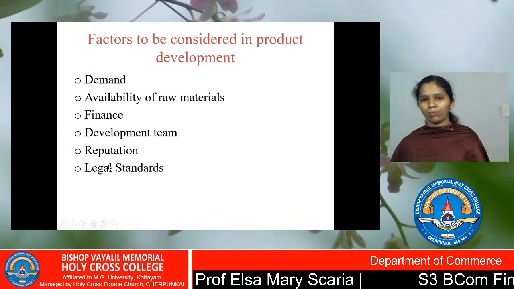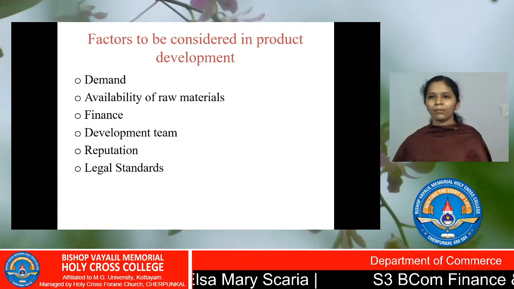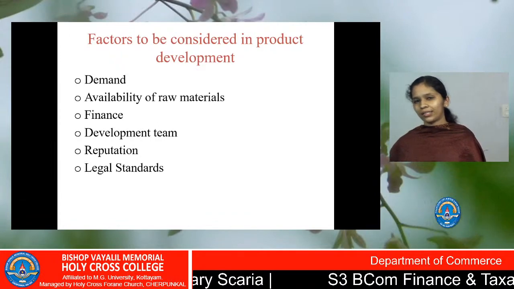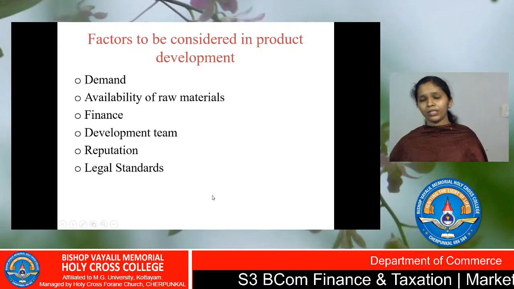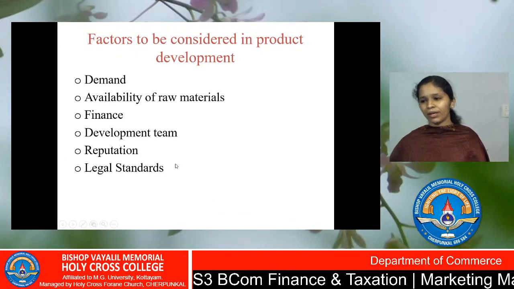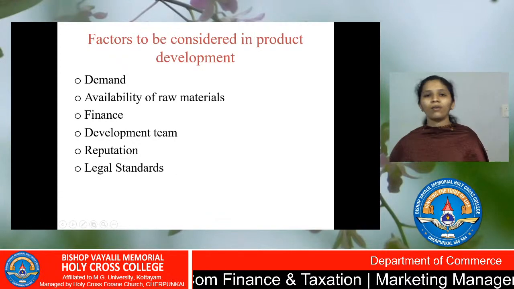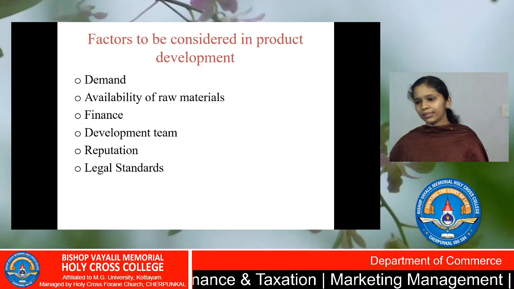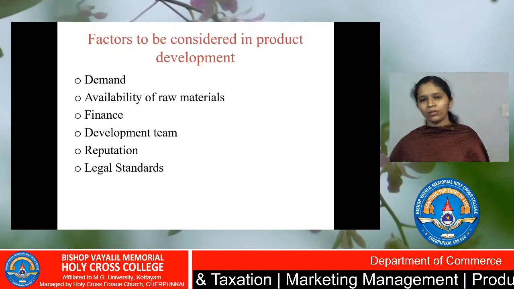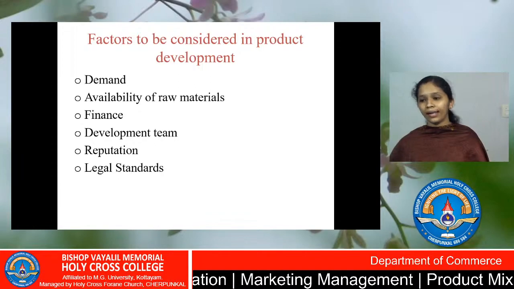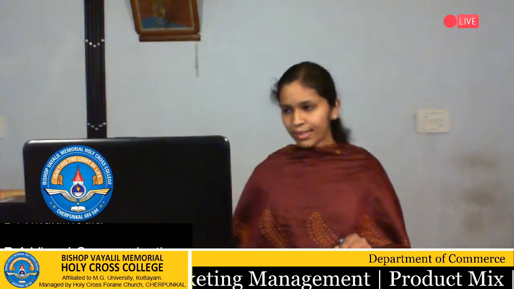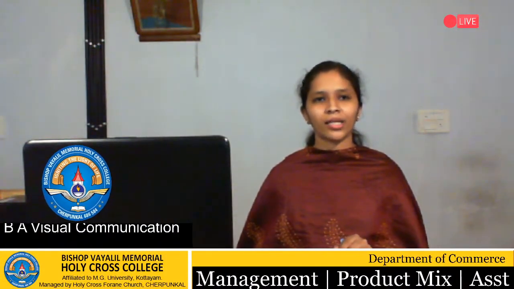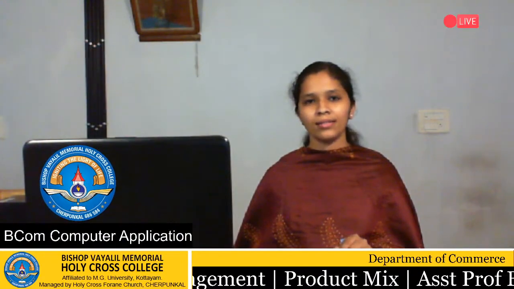And the last topic, that is what are the factors to be considered in product development. For developing a new product, the management team should find out these types of factors, that is whether we have demand or need. Then second one, availability of raw materials. Sufficient raw materials should be available. Then finance. Then there should be an efficient management team. Then the firm must have a reputation, and also the production process should be done according to the legal standards. So this is the first section of this module. Then the next section, we will discuss what we mean by product mix, then product line, product life cycle, something like that.